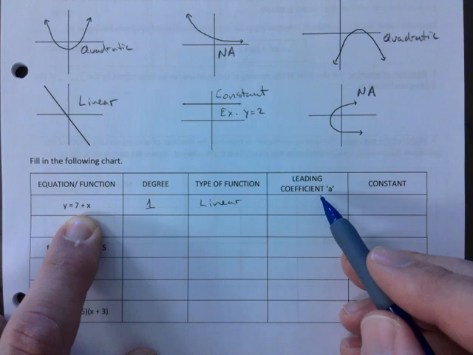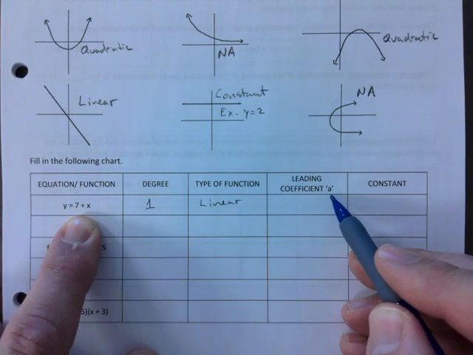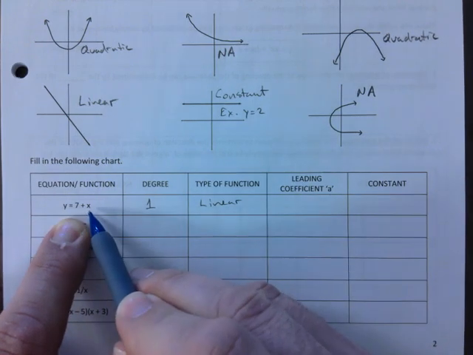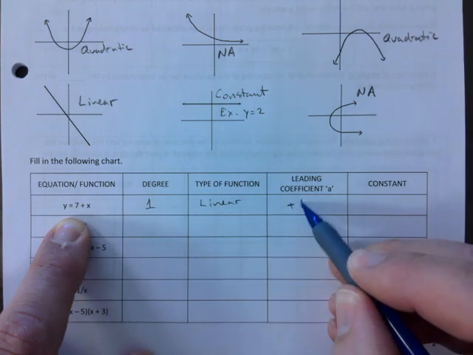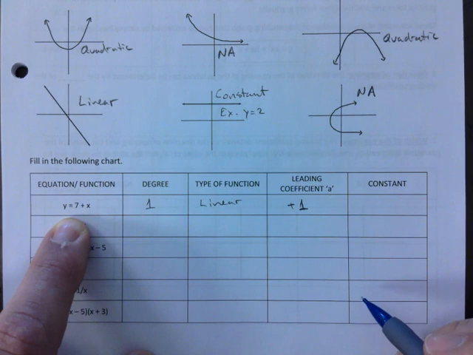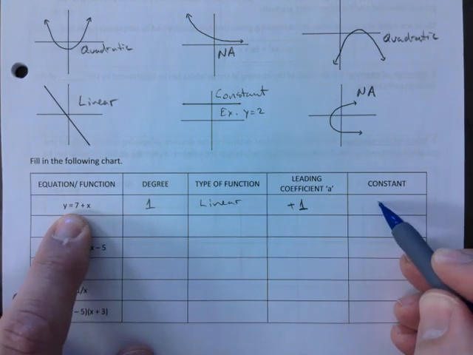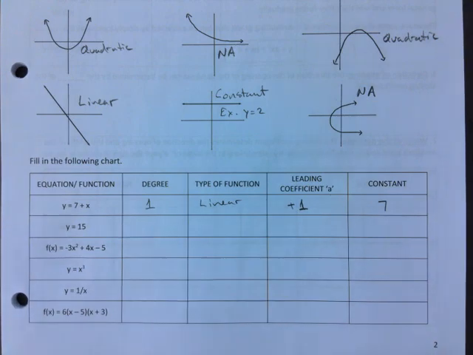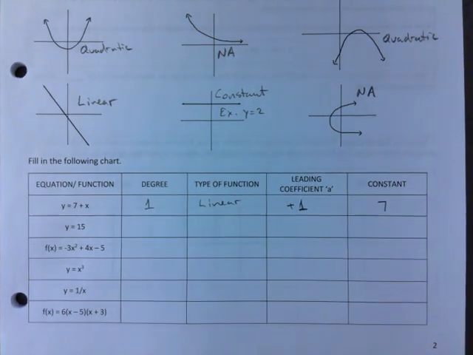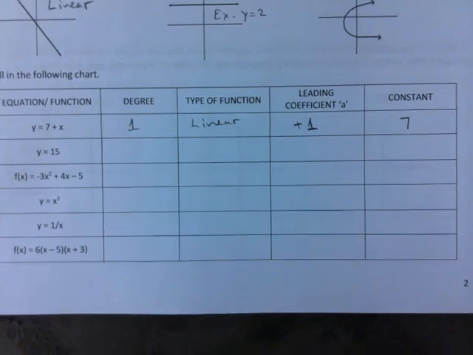The leading coefficient, right, is in front of the highest power of the variable, so it's 1, plus 1, I may add, right? Plus 1. The constant is just that 7. The number that has no variable attached to it is what we consider our constant. I'm going to zoom into that a little bit, folks. Help you out.